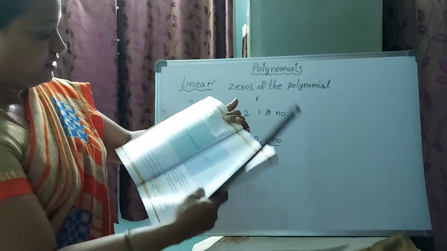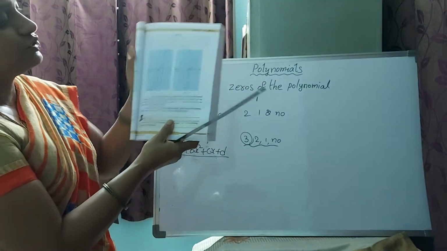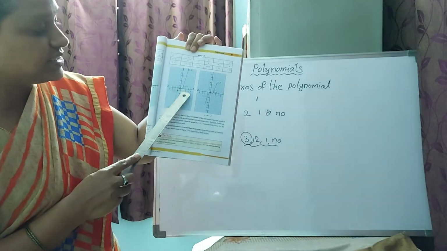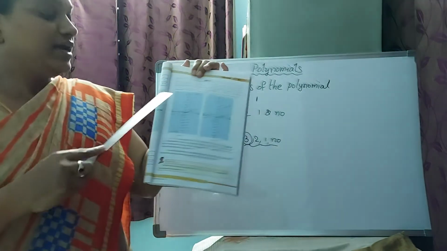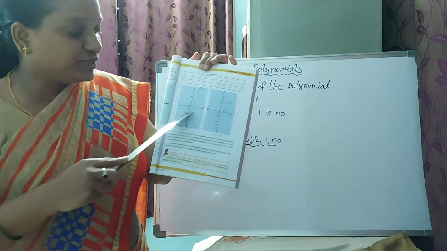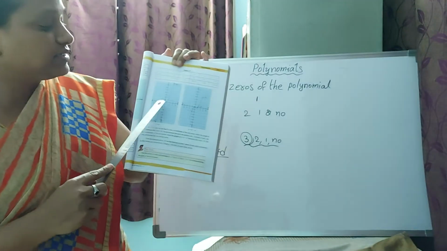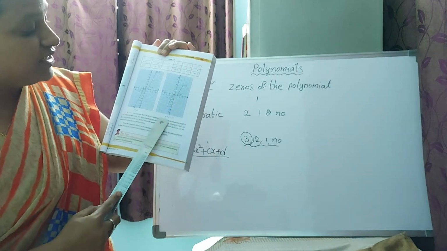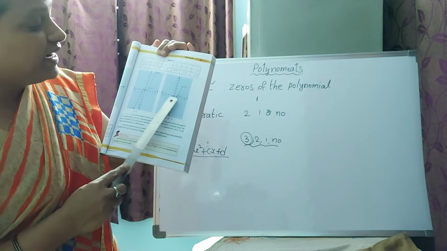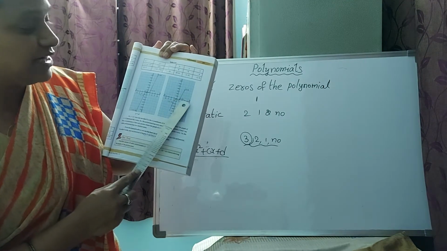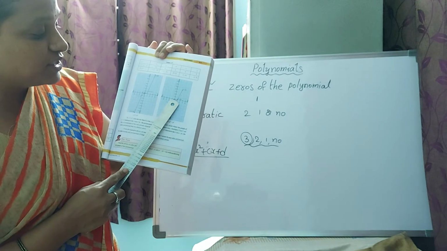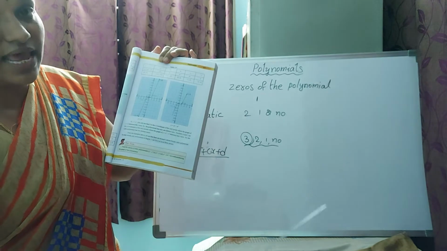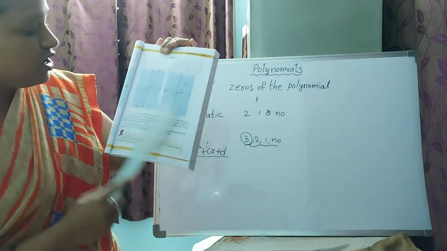If you see the next case, this is also a cubic polynomial only. Here only one point is there, (0, 0). This graph meets the x-axis at only one point, that is (0, 0). In the case of y equals x cube minus x square, it meets at 2 points: (0, 0) and (1, 0). Y should be 0 if it meets the x-axis; those are called the zeros of the polynomial.